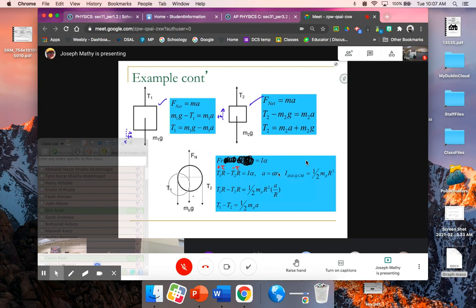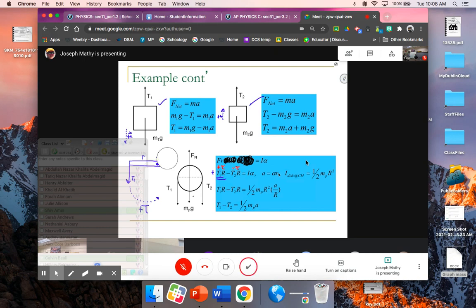Let me show this again, because that might be slightly confusing to people. Let's just focus on this, T1 and R. If this is just a bar right here, and I put a T1 on this, and it's acting at some distance R, and here's my axis of rotation right here, this would tend to make the object spin this way. That becomes a positive torque. So I keep it positive TR over here.